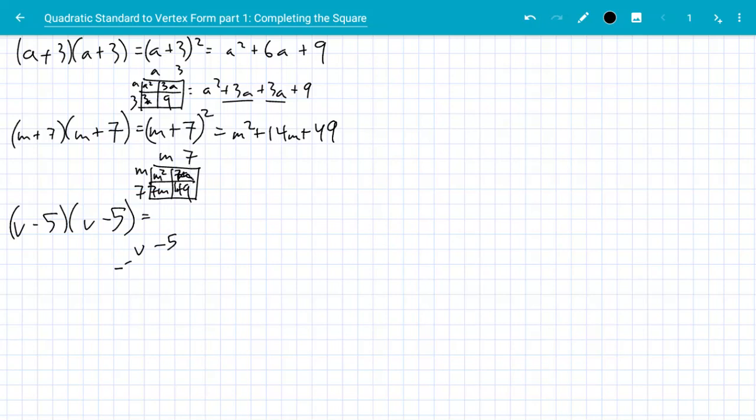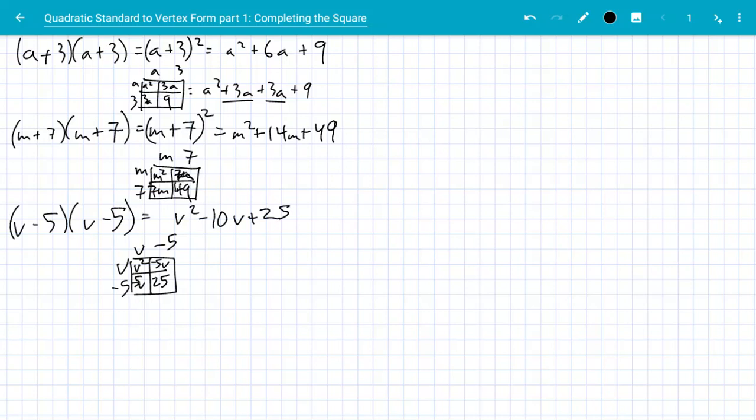Using the same method with a negative, we have v minus 5 times v minus 5. v times v is v squared. V times negative 5 is negative 5v. Also negative 5v, and negative times negative is a positive, so it's 25. We have v squared minus 10v plus 25. Okay, notice the signs in that one.